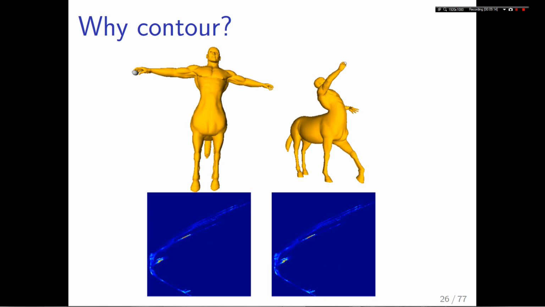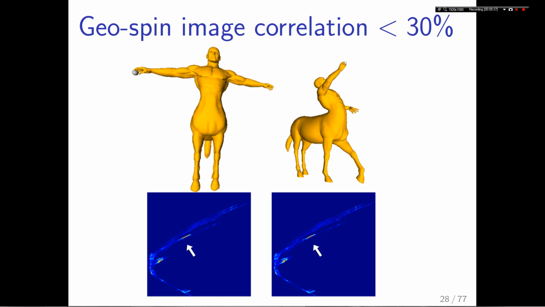How about geodesic spin contour, which basically replaces the alpha and beta, which are the normal and the tangent projection of the Euclidean distance, with the average geodesic distance and the geodesic distance? Unfortunately, the correlation is still less than 30%. Ideally, we hope the correlation between these two images should be 100%, at least as high as the beta. But why do we get this correlation of less than 30%?